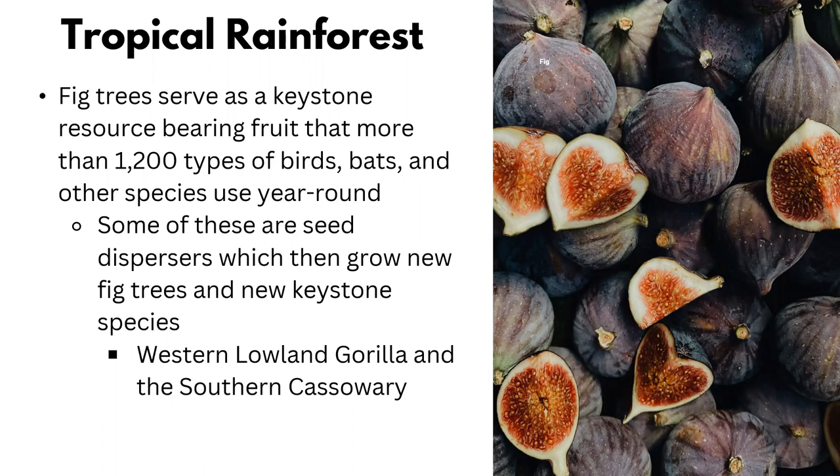Also, the fig tree benefits from this because a lot of these animals, like birds and bats, eat them, and then it goes through their digestive system, and then they poop out the rest. Then they're dispersing the seeds and allowing it to grow in different areas as well to make more keystone fig tree species. Two examples of animals that do this a lot are the western lowland gorilla and the cassowary in Australia, the big blue birds that you might see. So what they will do is that they eat and then they poop it out, and then those new fig trees are able to grow in different areas. So both species are benefiting from this.